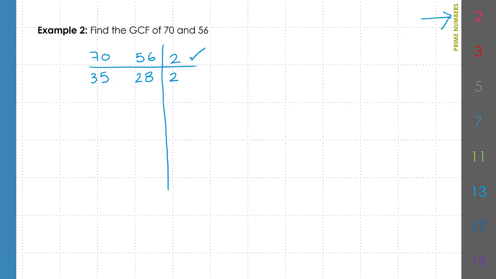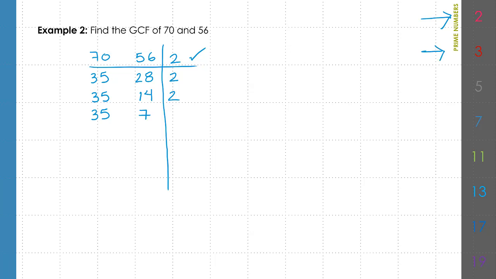35 is not divisible over 2, so I keep number 35. But 28 over 2 is 14. It didn't divide both numbers, so I don't check mark. I continue with the same number. 35 over 2 is not divisible, so I keep the number. But 14 over 2 is 7. Now, 35 and 7 are not divisible over 2, so I try with the next number, which is number 3.